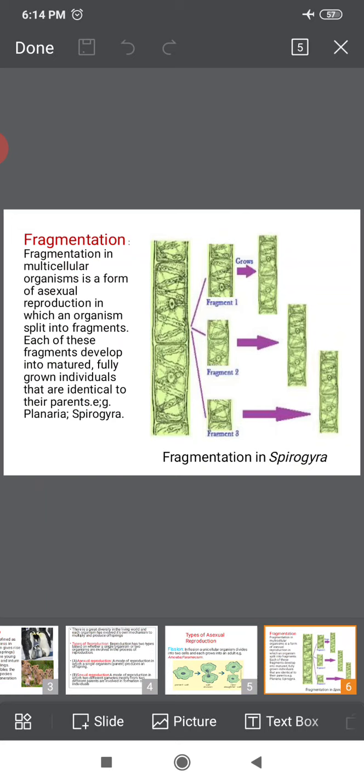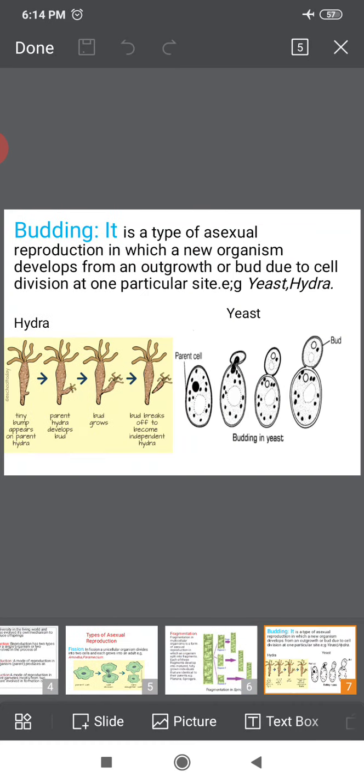Fragmentation. Fragmentation in multicellular organisms is a form of asexual reproduction in which an organism splits into fragments. Each of these fragments develops into matured, fully grown individuals that are identical to their parents. For example, you see here Spirogyra. Each fragment later on develops into new individuals.